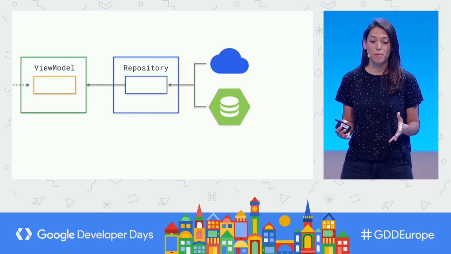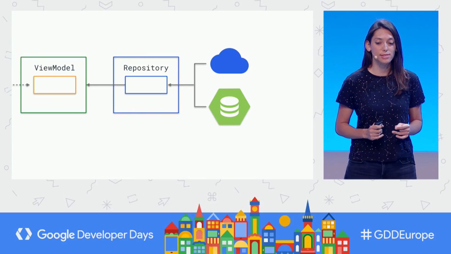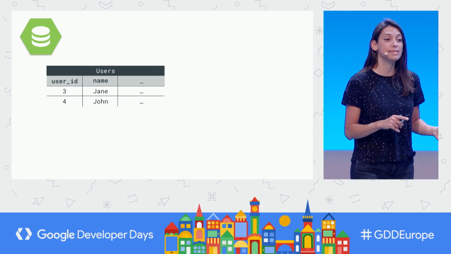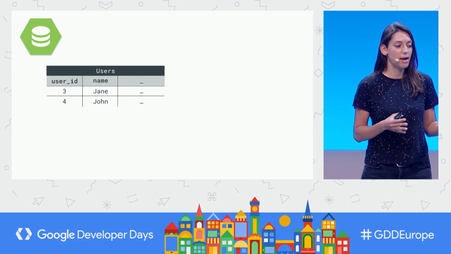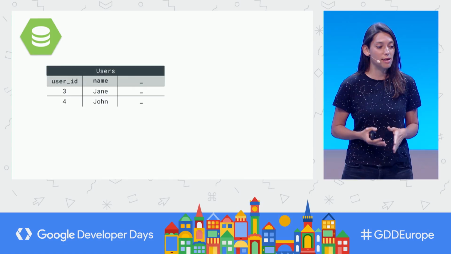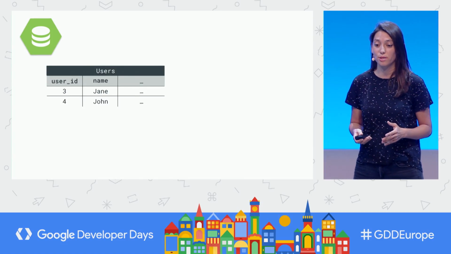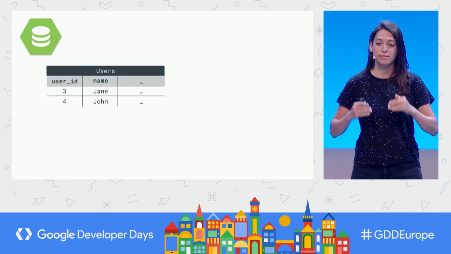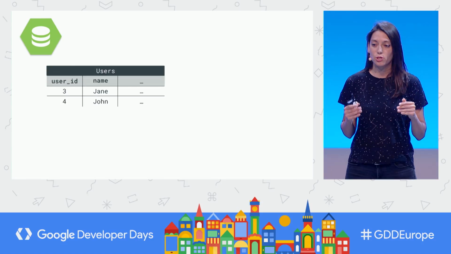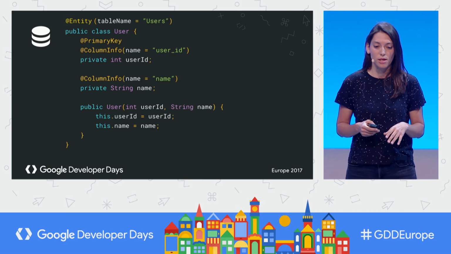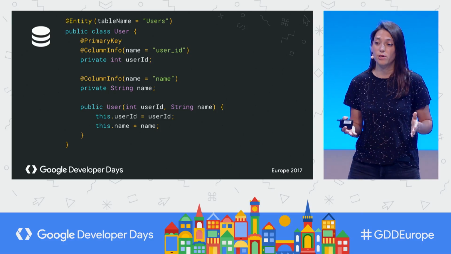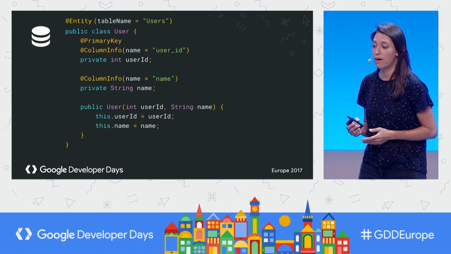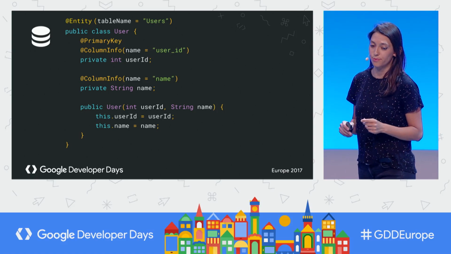Room is a wrapper over SQLite database. It is an object mapping library that provides data persistence with minimal boilerplate code. So for example, let's say that this is our users table that has a user ID, which is the primary key, and a name, and all sorts of other information about the user. And what we want is actually every row to be an instance of a user object. So to do this, we define a user data model that we just annotate with entity.